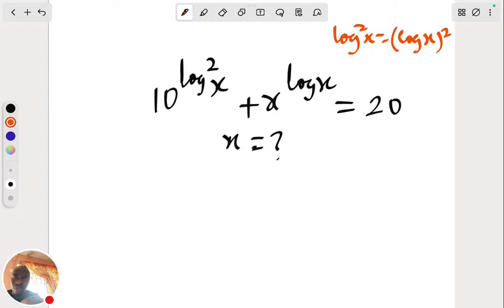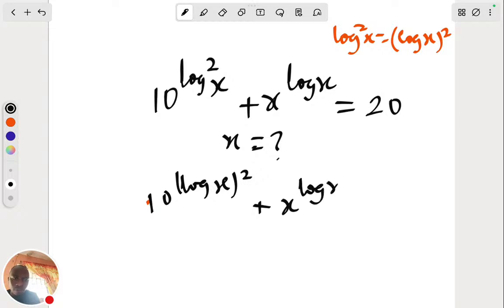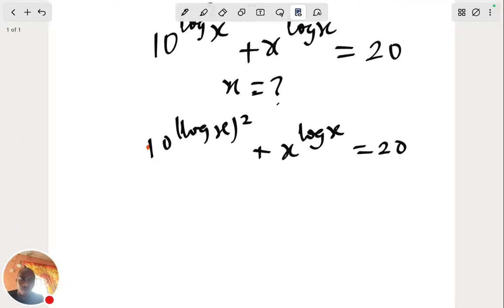Now, looking at this here, we are going to write this as this. Are you getting it? So from there, we're going to have 10 to the power of log x squared plus x to the power of log x equals what? Equals 20.